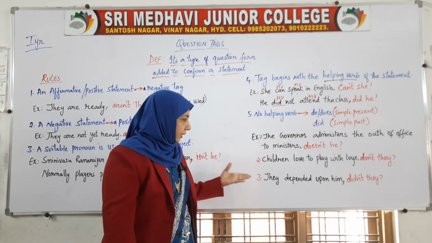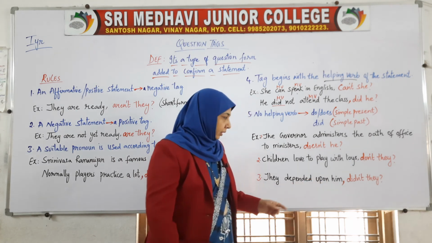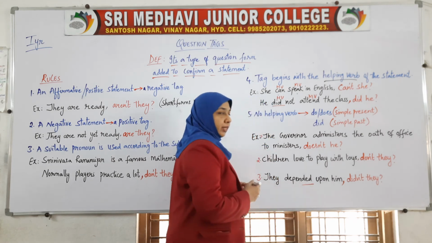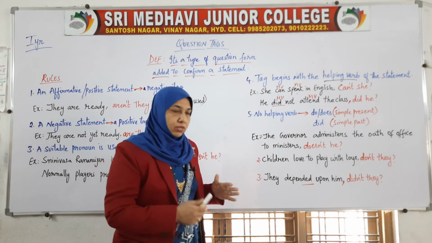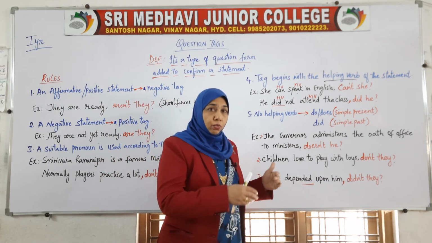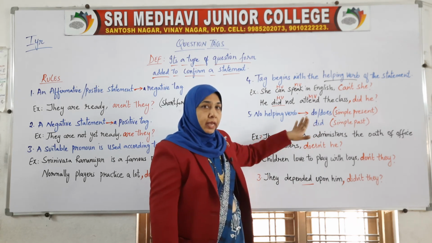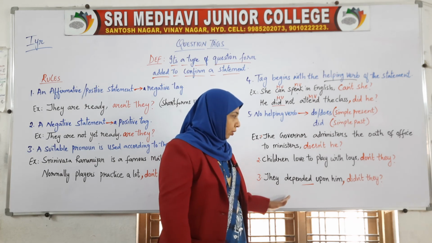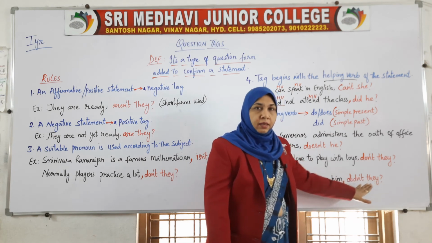Okay. Now the third one is, they depended upon him. With this, can you guess which tense this is in? Obviously it is the simple past. They depended upon him. So when you get the simple past, you have to identify that, and the sentence is in the positive format. So obviously your question tag will become negative: didn't they?